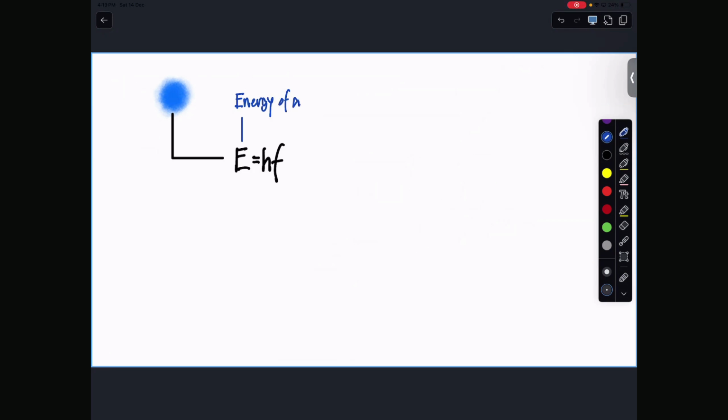Energy of a photon. h is the Planck constant. And f, this is the missing piece of the puzzle, is the what of your light source? Frequency, right? This is where it makes no sense to most people.